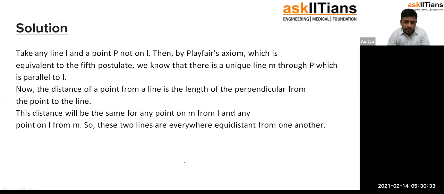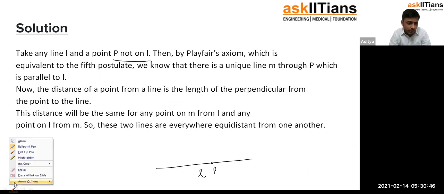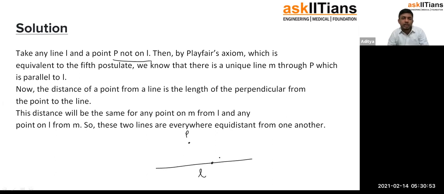If we take any line L, and we can choose any point P, not on L. We are taking a point P which is not on line L. So let us say here's a point P. Then by Playfair's axiom, we can draw a unique line which is parallel to the line L, correct? So they will basically never meet. These are parallel lines. Let us say this line is M.